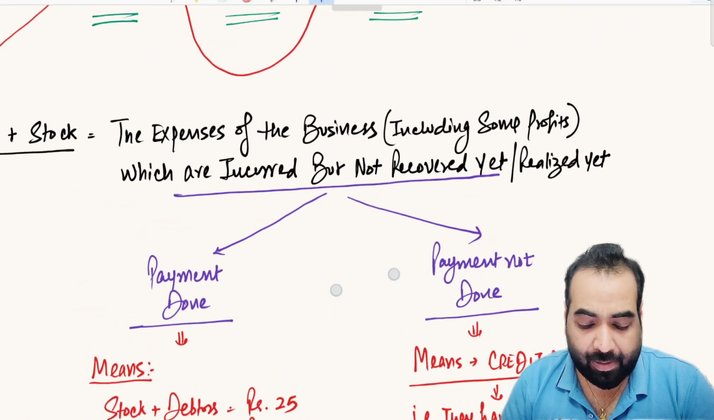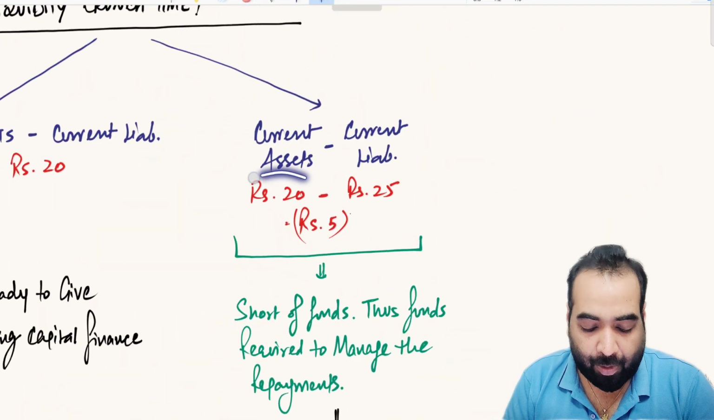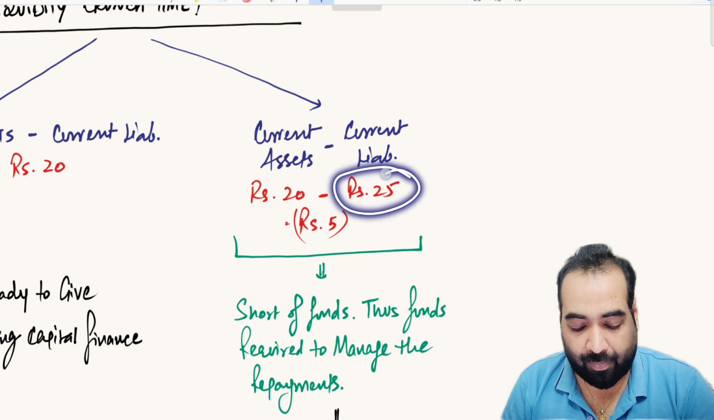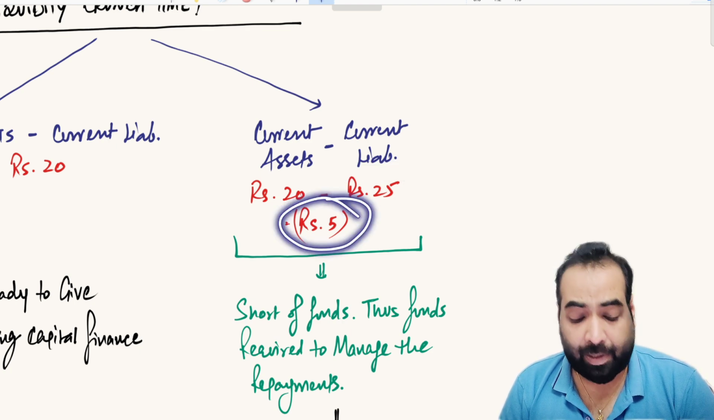Earlier we read this thing in a different way. Earlier we were saying that we are about to recover 20, we have to pay 25, that means we are short by 5 rupees. But no, this is not the correct way to read it.